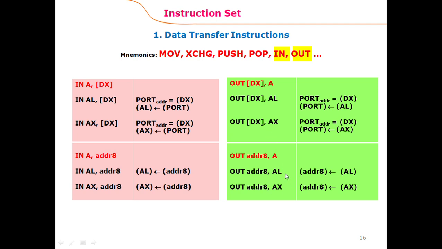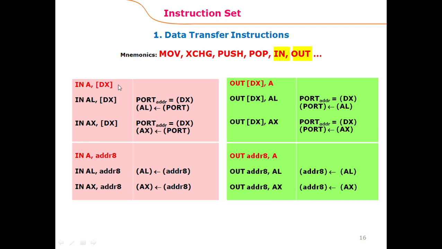While here the accumulator is written over to the output port addressed by an immediate 8-bit address. So here in this example, 8-bit AL is written to the port addressed by this 8-bit address, while here 16-bit content from the AX register is written over to the output port addressed by this 8-bit port address.